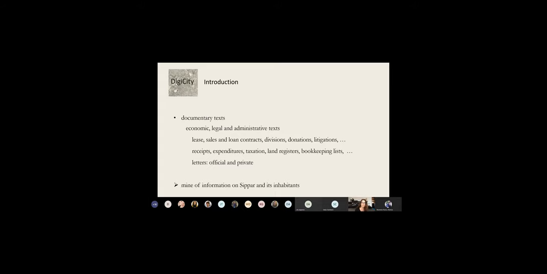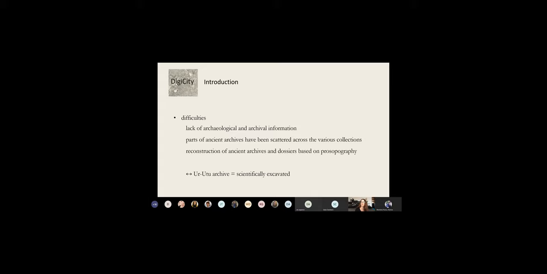However, some elements make this somewhat difficult. First, these tablets are scattered across museums and collections all over the world. As a result, they are sometimes difficult to access for study. Much worse is the fact that a vast majority of the tablets have not been scientifically excavated. This means we have no archaeological or archival information on these tablets. We don't know where, in which house, in which room, in which archaeological layer, together with which other tablets they were found. As such, parts of ancient archives have become scattered across the various museum collections, and sometimes even fragments of the same tablets ended up in different museums.